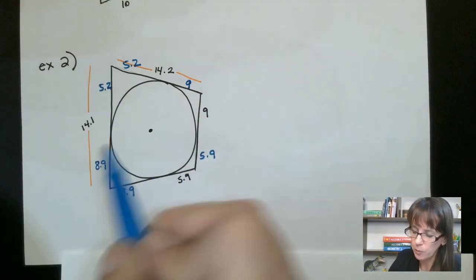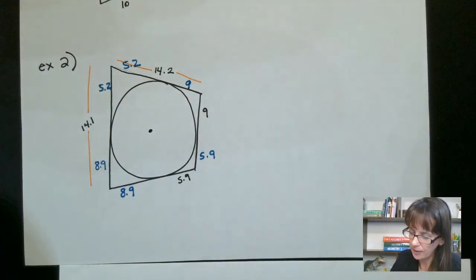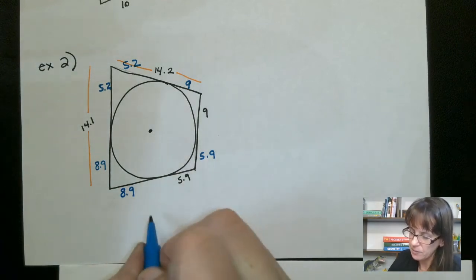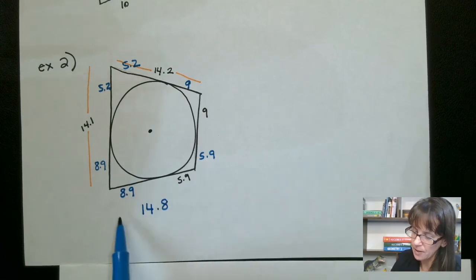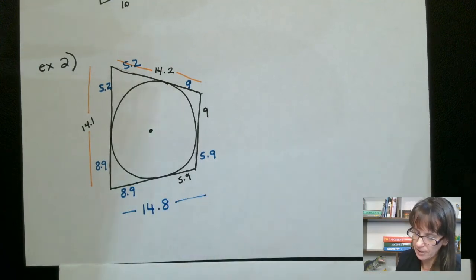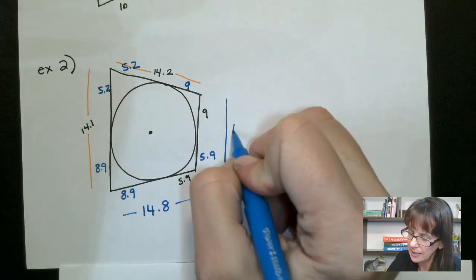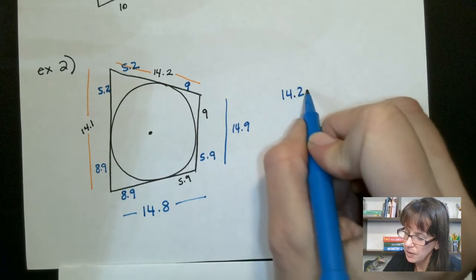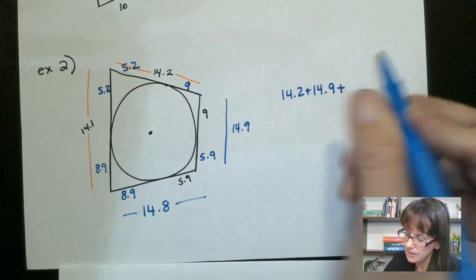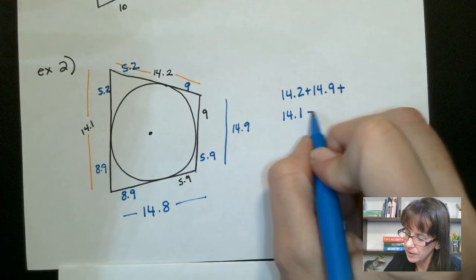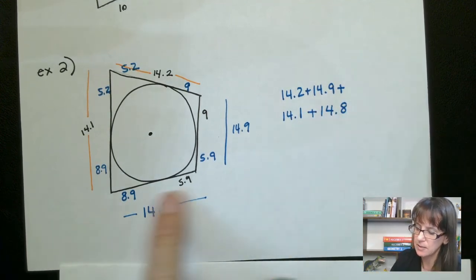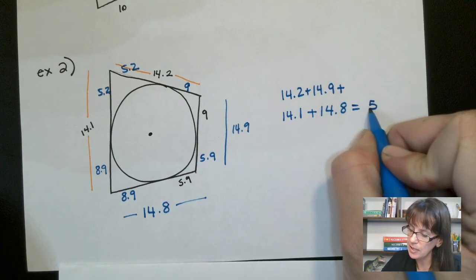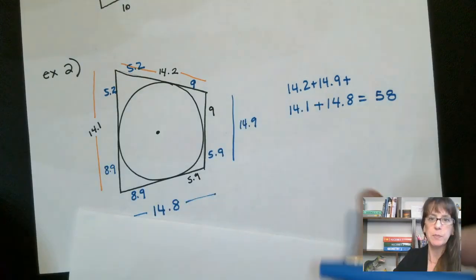So now that we know what these other ones are over here, we can say 8.9 plus 5.9 will give us 14.8 here, that whole distance. And then we have 9 plus, so this will give us 14.9 here. So we have 14.2 plus 14.9 plus 14.1 plus 14.8. So that's each of the total sides. Adding all those up, we end up with 58. So the perimeter of this figure would be 58 units.